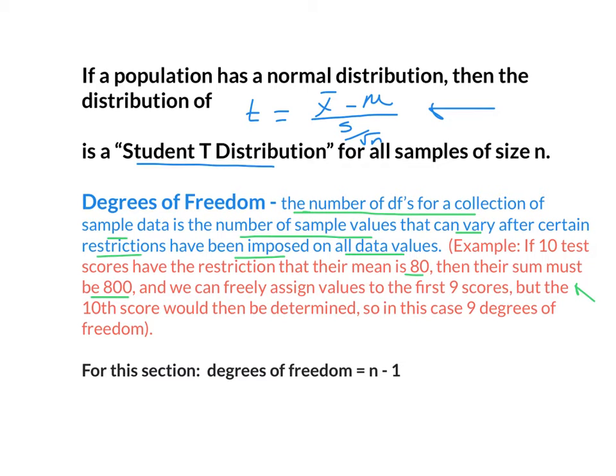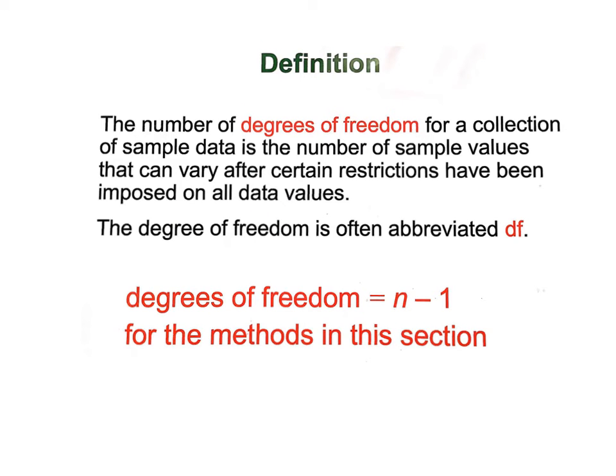And we can freely assign values. You can assign the values to the first 9 scores any way we want to, but the 10th score would be determined by what the first 9 scores are. So in this case, we have 9 degrees of freedom, because we have the freedom to choose the first 9 scores, but the 10th score has to be something that will give us 800 when we add them up. So whether you understand that very well or not, for this section, our degrees of freedom are going to be n-1. Every time you see degrees of freedom, and you're going to see that on your calculator, on StatCrunch, everywhere you look, we're using n-1, which is sample size minus 1.